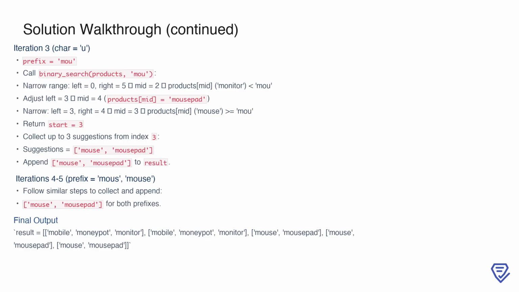By the end of this process, the final output for this example is mobile, moneypot, monitor, mobile, moneypot, monitor, mouse, mousepad, mouse, mousepad, mouse, mousepad.